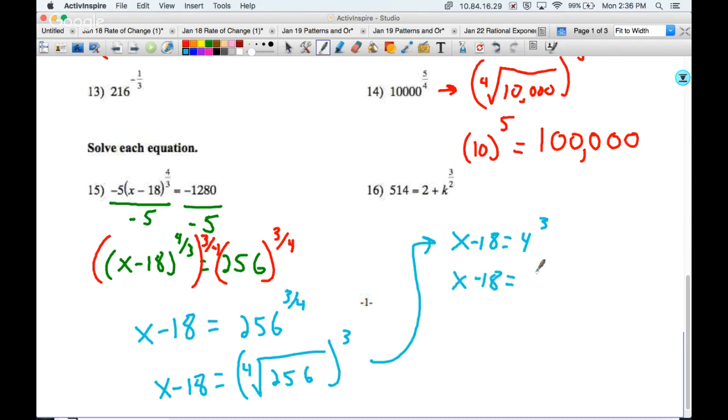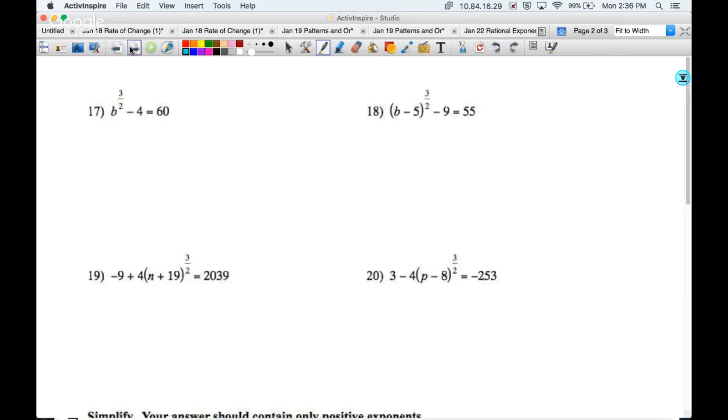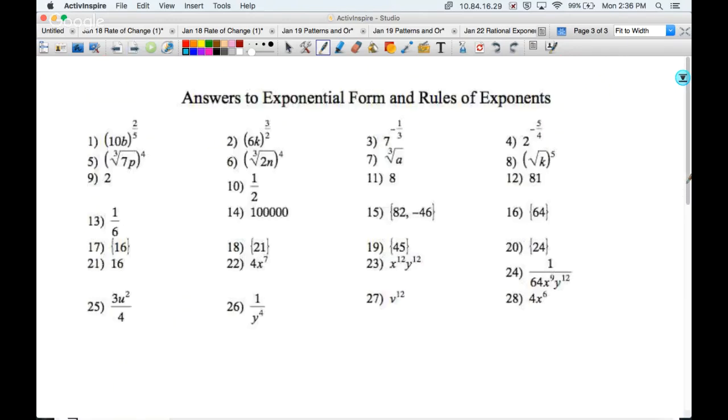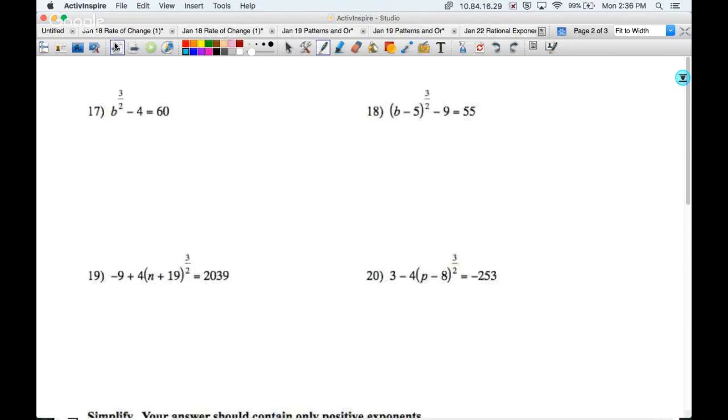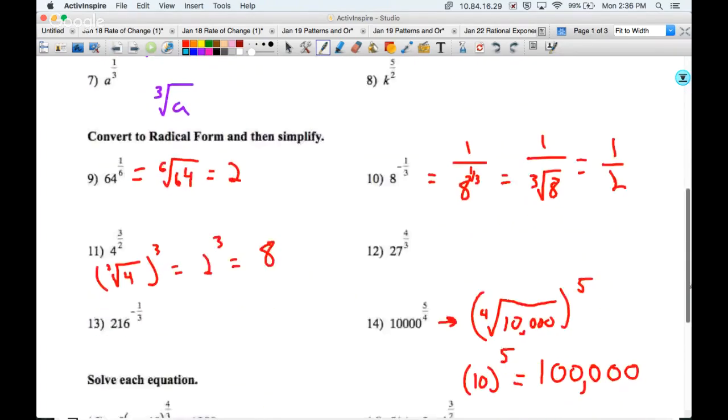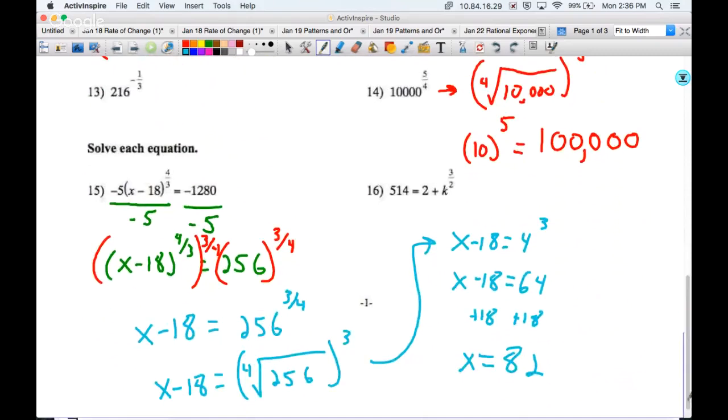And now we're just finishing out the problem using basic algebra. Add 18 to both sides. X equals 82. Let's check and make sure we're doing this right. That was number 15. 82 and -46. That's for 15. Okay.